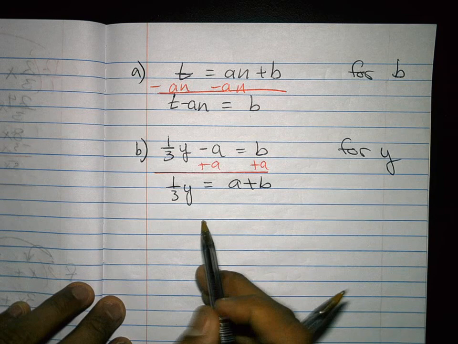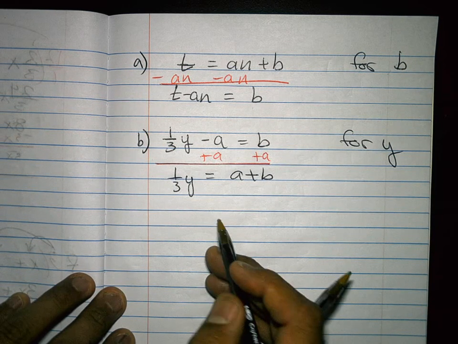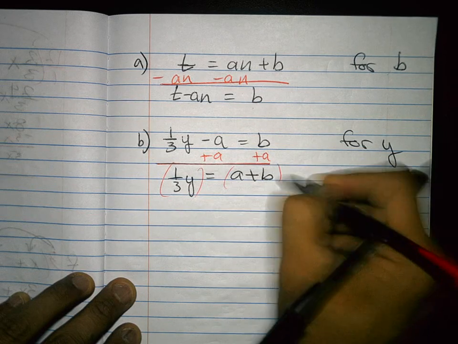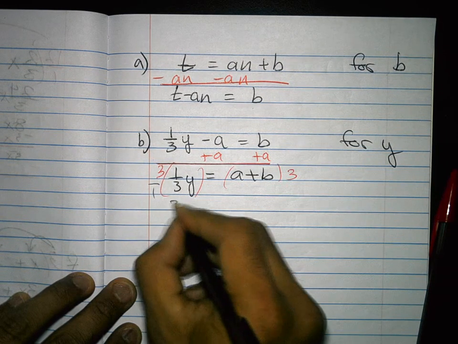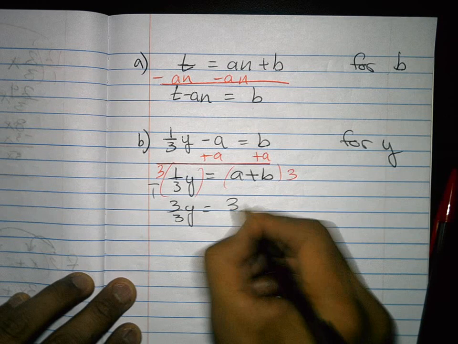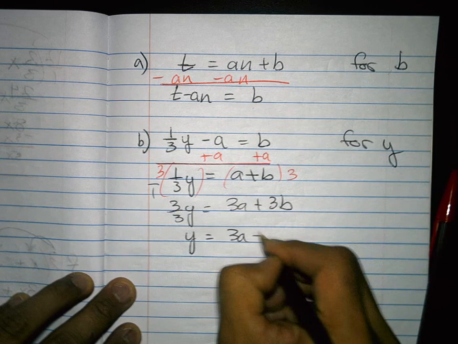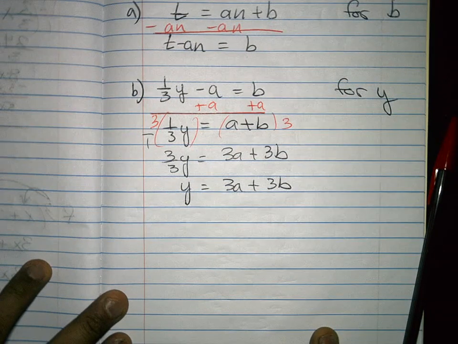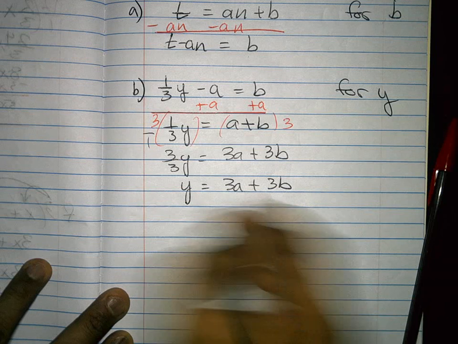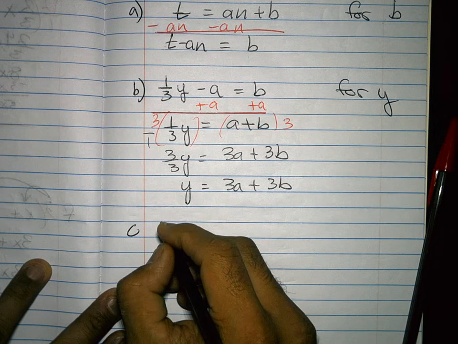So this is just like the fractions that we were clearing in the other video. What I'm going to do is multiply everything by the denominator, which is 3. So I end up with 3 over 3y equals 3a plus 3b, and then y equals 3a plus 3b. And that's C. Okay.